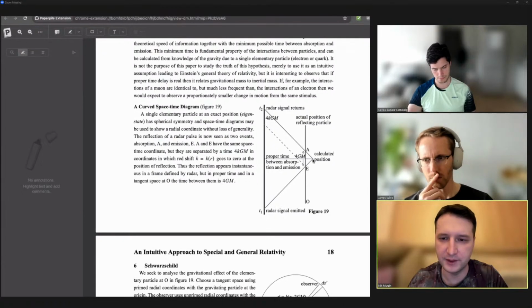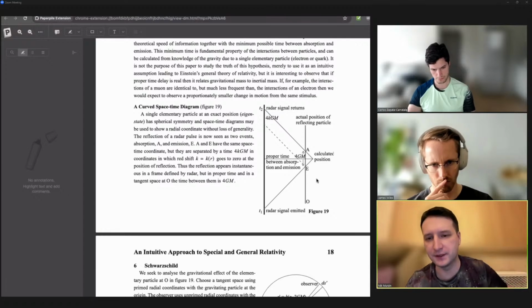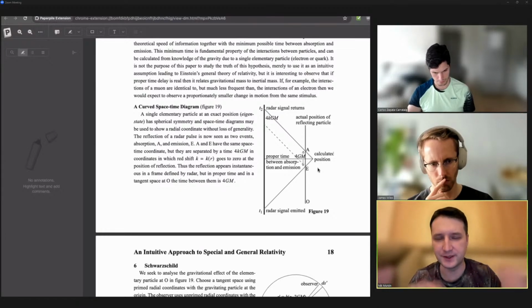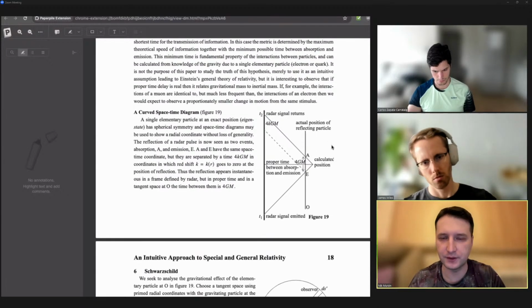So it's like an apparent delay. There is some time distance between the absorption and emission of the signal that the observer sends. The observer perceives it much farther away. So that has a consequence, like the gravitational time dilation and all that.